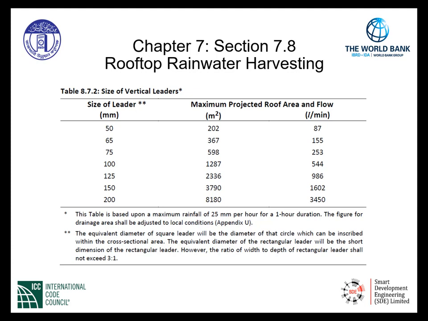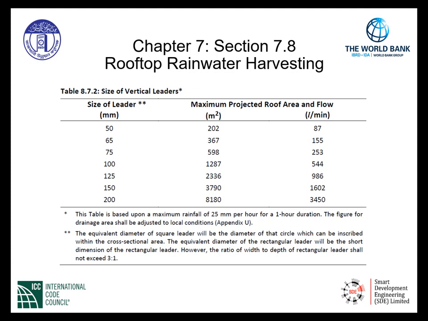Table 8.7.2, size of vertical leaders. The first column gives us the size of the leader in millimeters and ranges from 50 millimeters to 200 millimeters. The maximum projected roof area is given in the second column in square meters, and the third column is the flow in liters per minute. Now there are notes to the table as indicated by the single and double asterisk below. The notes are applicable when referenced.